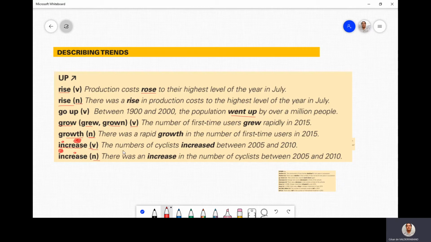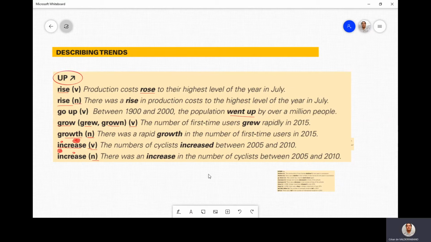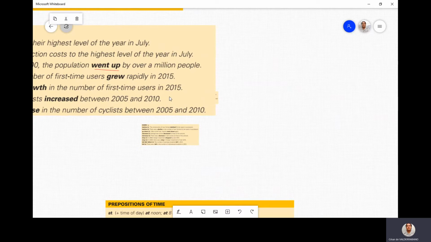Number one says the number of cyclists increased between, and the second says, there was an increase in the number of cyclists. All right, so be careful with that. And remember, all of these verbs and nouns are used to describe upward trends. Let's go with the second one. Number two.